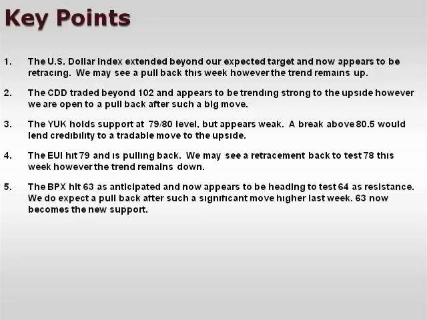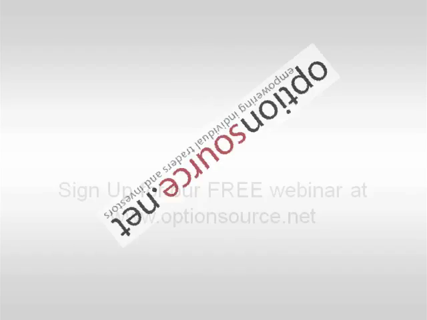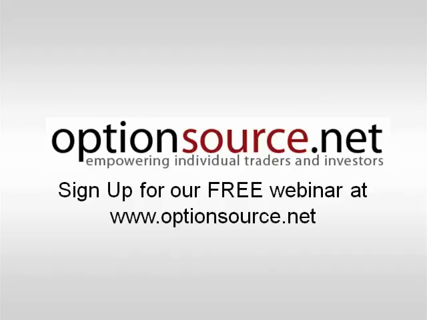The BPX hit 63 as anticipated and now appears to be heading to test 64 as resistance. We do expect a pullback after such a significant move higher last week. 63 now becomes the new support. The AUX continued higher last week, testing 102. While the trend is strong to the upside, we expect a retracement this week after such a significant move last week.